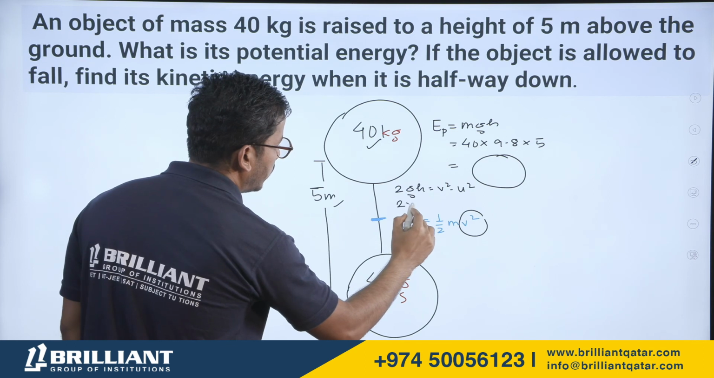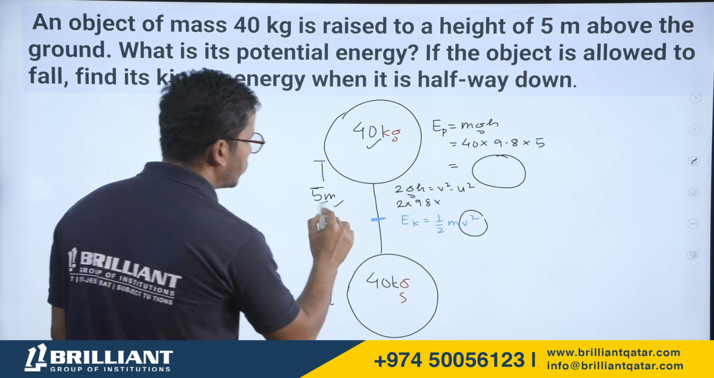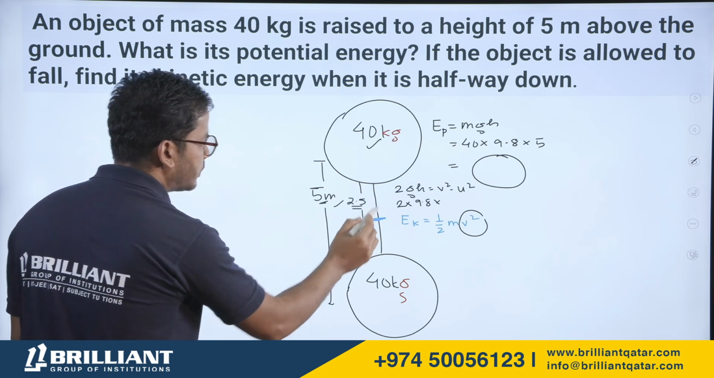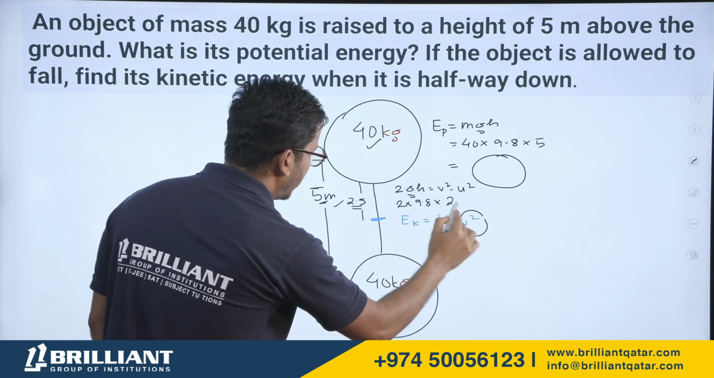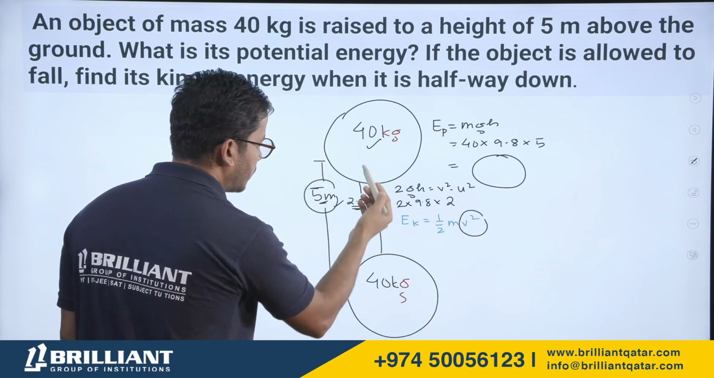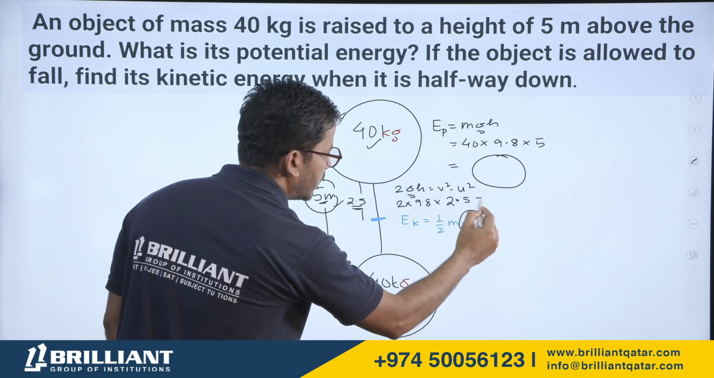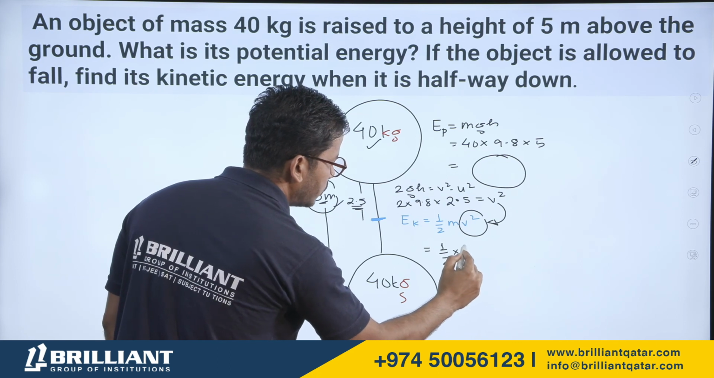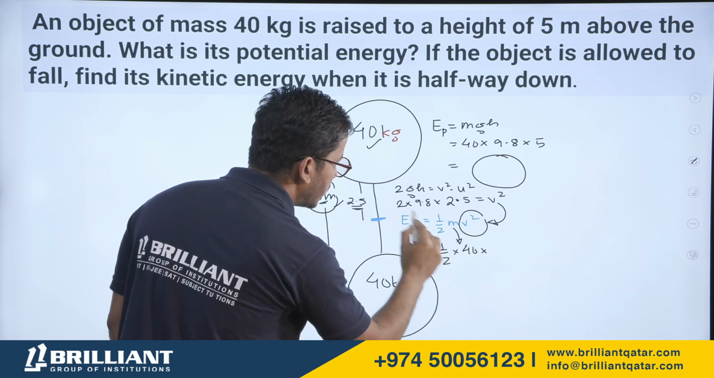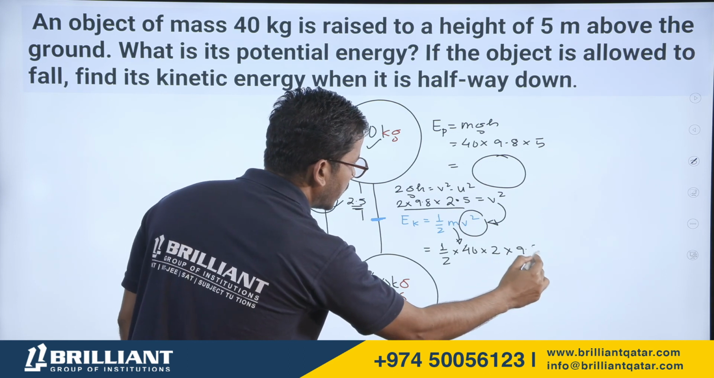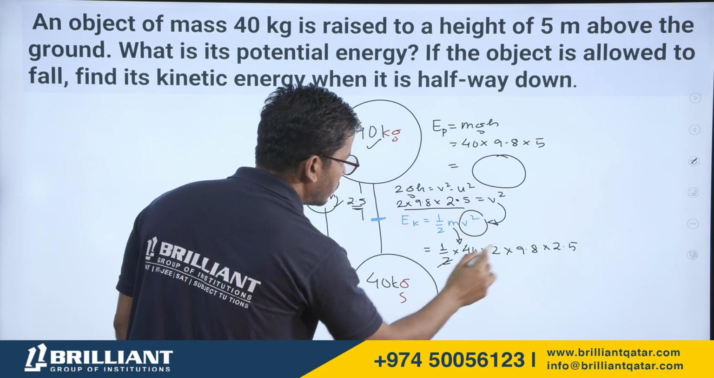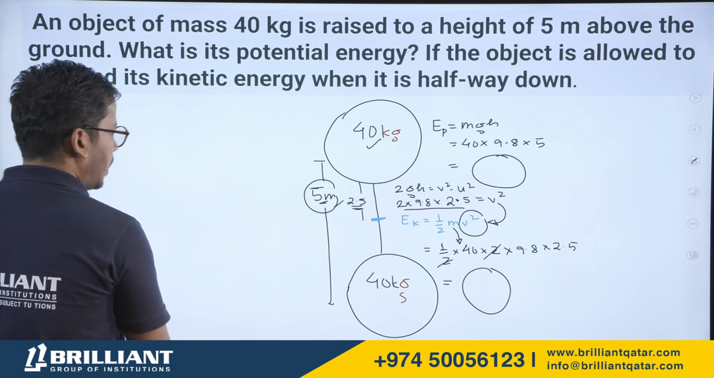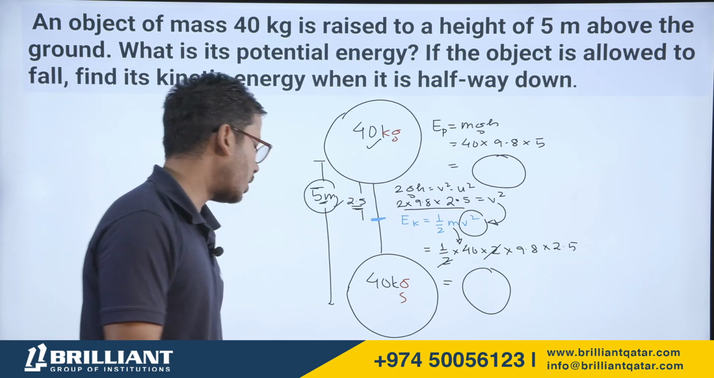Now find it out. 2 into g value, how much? 9.8. Height, will you take 5? No, sir, half of the way. Upside to downside, so it will be 2.5. Why 2.5? The total height is 5, so half of the way will be 2.5, right? Equals v square. Now this v square you will put over here, meaning half into mass 40 into v square, which is 2 into 9.8 into 2.5. You cancel 2 and 2. Multiply all this to get the kinetic energy. How cool was that?